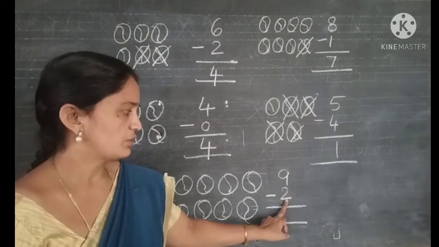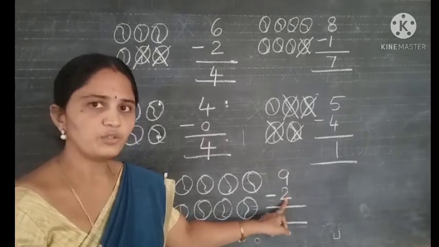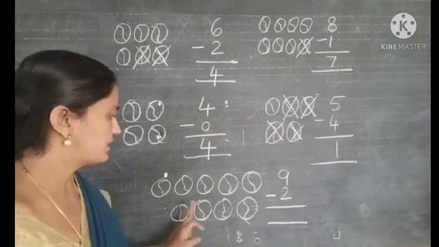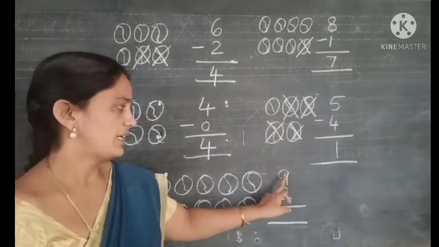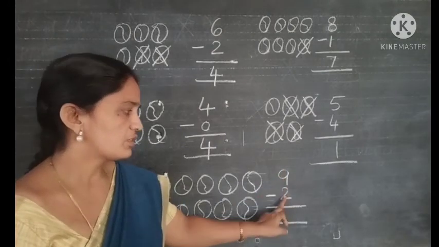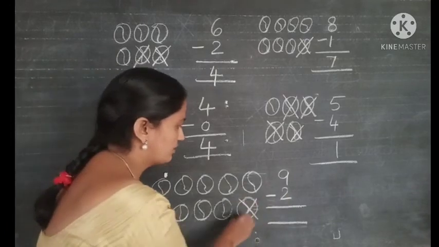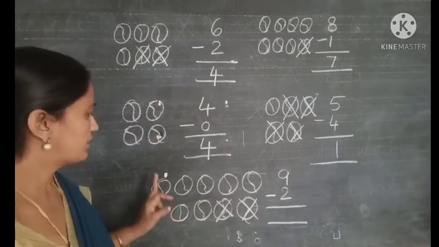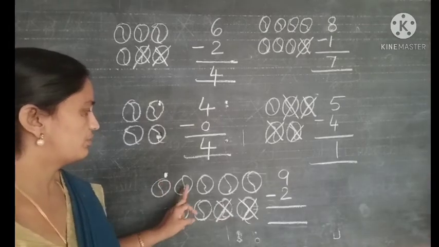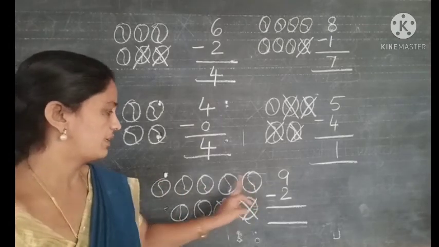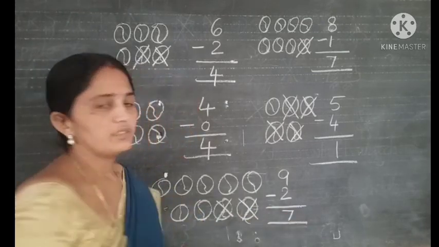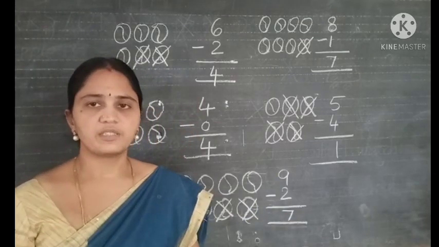Next, 9 minus 2. Have to cross out 2 balls. 1, 2, 3, 4, 5, 6, 7, 8, 9. 9 balls. I have to cross out 2 balls. 1, 2. How many left? Count slowly. 1, 2, 3, 4, 5, 6, 7. The answer is 7. These are subtractions.